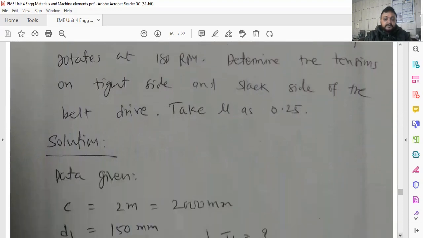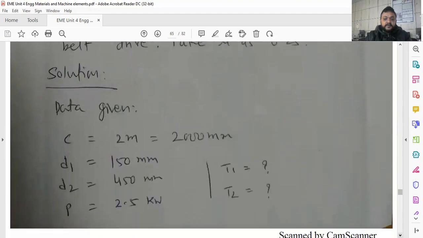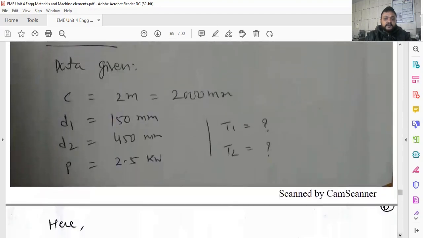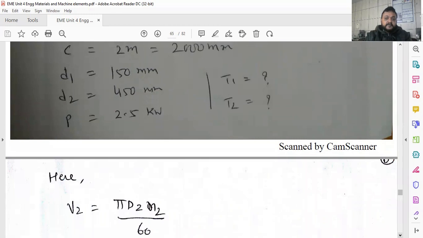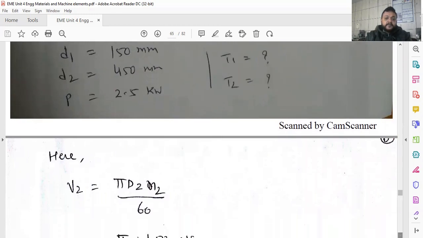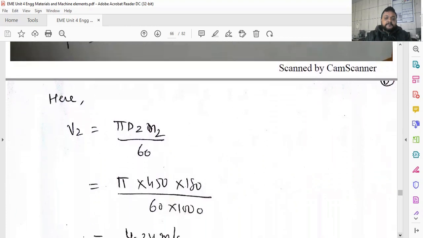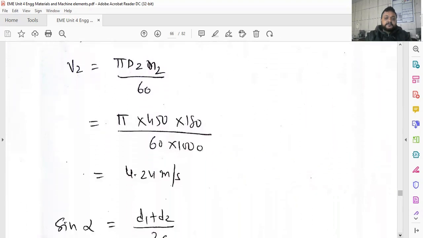So how to solve the problem? C is given, so convert it into a single unit, 2000 mm. D1 is given as 150, the smaller is the driver, so we have to put it as D1 smaller and D2 bigger. Ideally, you can take it like this. Power is given. Now D1 and D2 we have to find out. So V2 is equal to pi D2 N2 by 60. First of all, you have to find out V2.